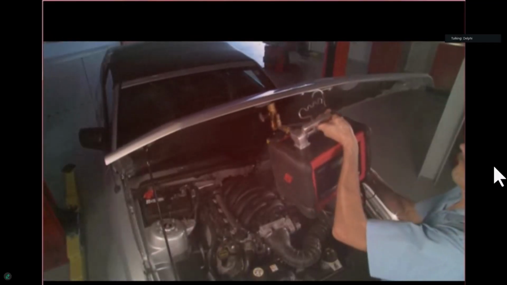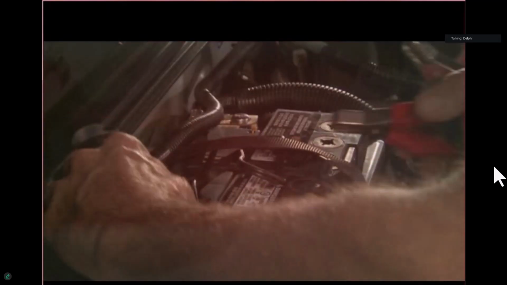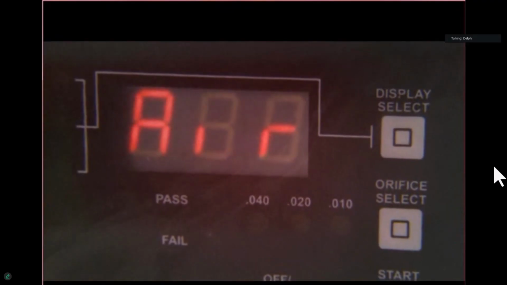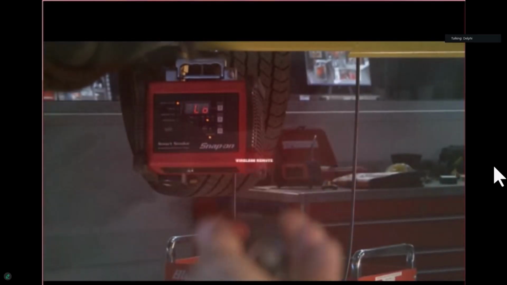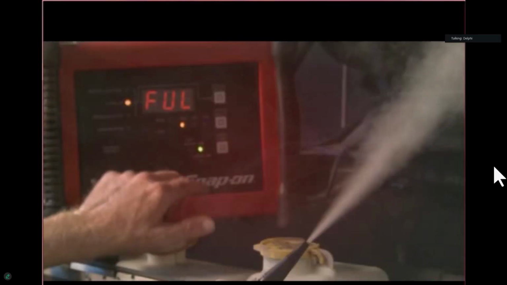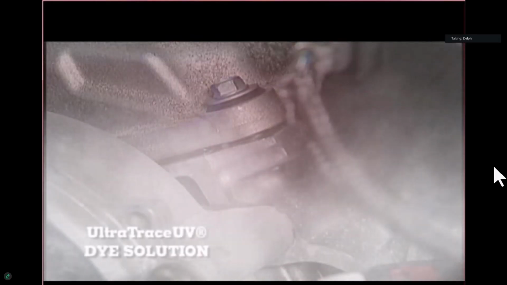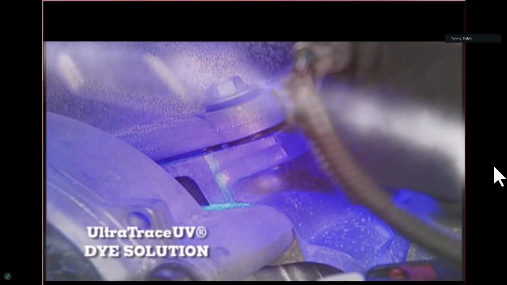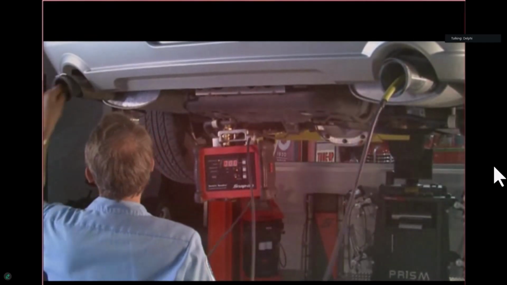Smart Smoke can be powered by any Snap-on 14 or 18 volt power tool battery or off the vehicle battery. It accepts shop air or any inert gas, OEM specified nitrogen or CO2. And it comes with a step-saving wireless remote control. Switch to low flow for better isolating a leak. There you go. That's for the small leaks. Ultra Trace UV dye. Measure vacuum or pressure in inches of water column. Or smoke from 2 locations at the same time.